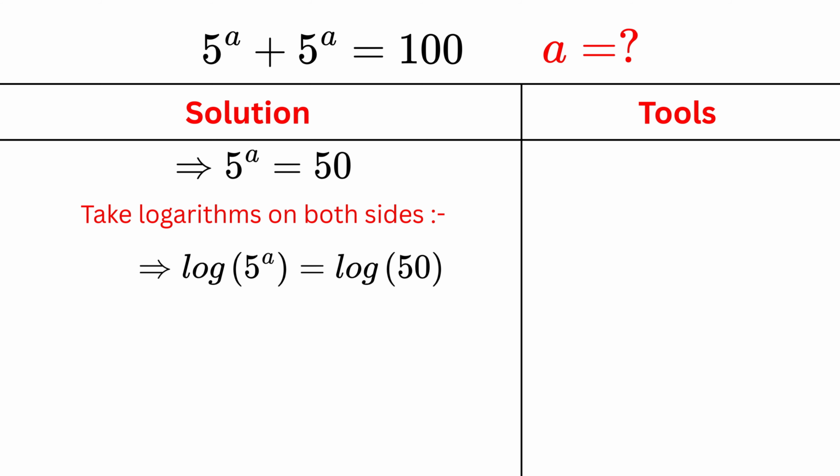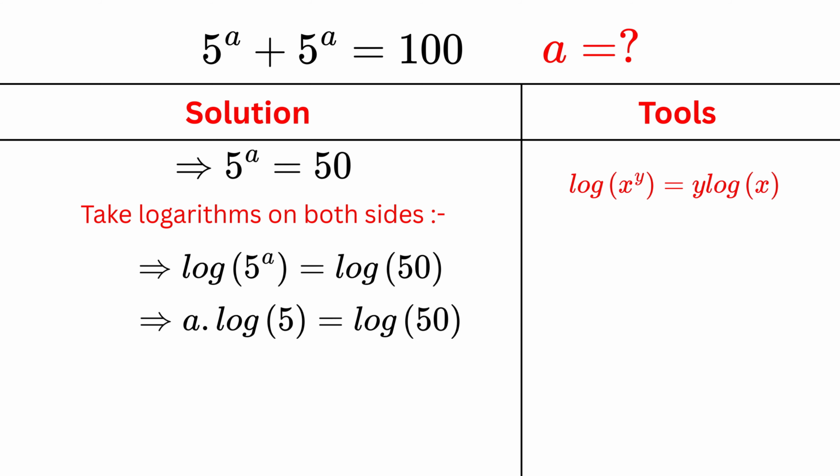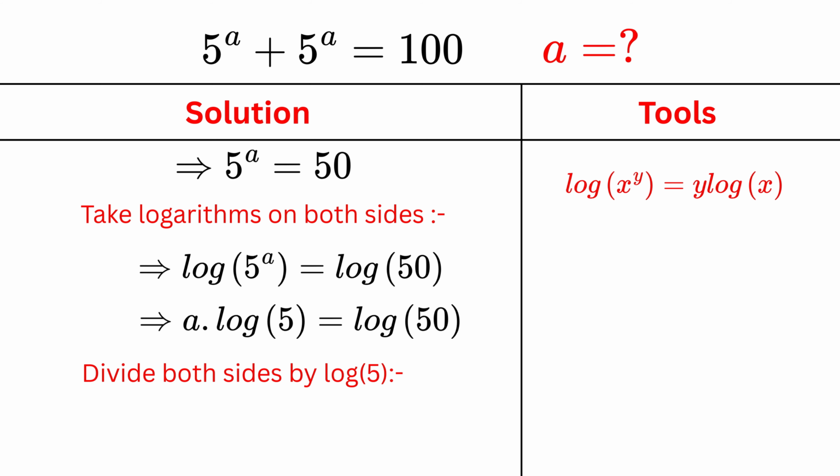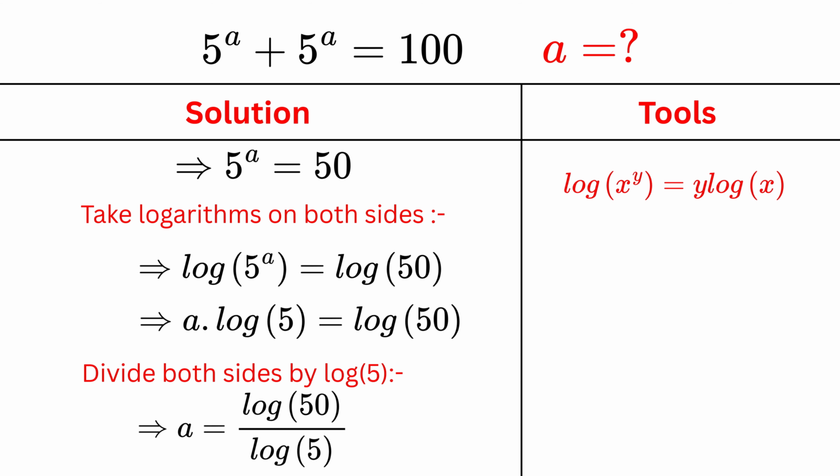Now, there is an important property. Log of x raised to y equals y times log of x. Applying this, we get a times log of 5 equals log of 50. To isolate a, divide both sides by log of 5. A equals log of 50 divided by log of 5.